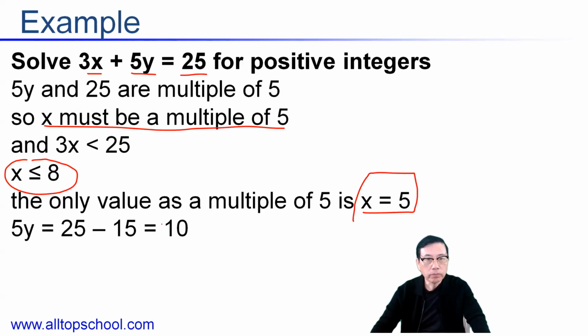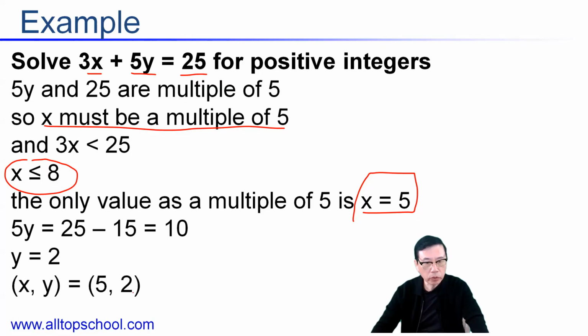After you plug back into the equation, we also get the y value. 5y equal to 25 minus 3 times 5, which is 15, so you get 10, and y automatically is 2. So we get the solution. We only get one pair of solutions, 5 and 2. This is one way to do it. Commonly we use multiples of some integers to solve it. That's just a simple one.